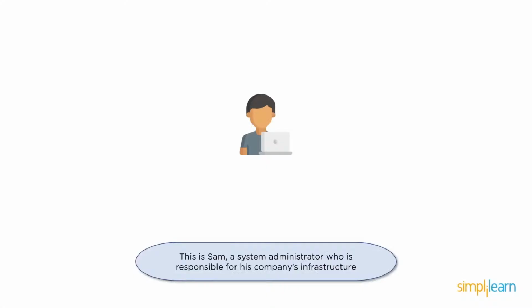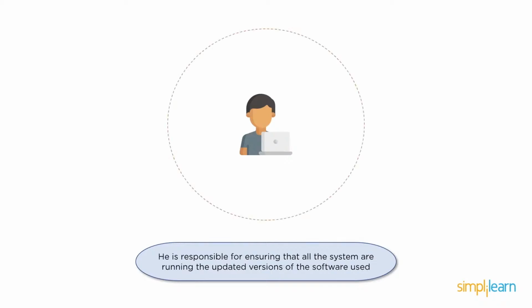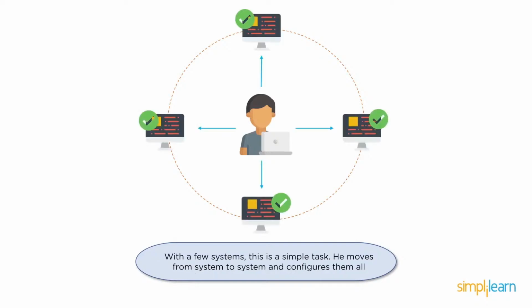Let's consider a scenario of an organization where Sam is a system administrator. Sam is responsible for the company's infrastructure. A company's infrastructure basically consists of all its systems. This could include your web servers, your database servers, the various repositories, and so on. So as a system administrator, Sam needs to ensure that all the systems are running the updated versions of the software. Now, when you consider a handful of systems, this seems like a pretty simple task. Sam can simply go from system to system and perform the configurations required. But that is not the case with an organization, is it?